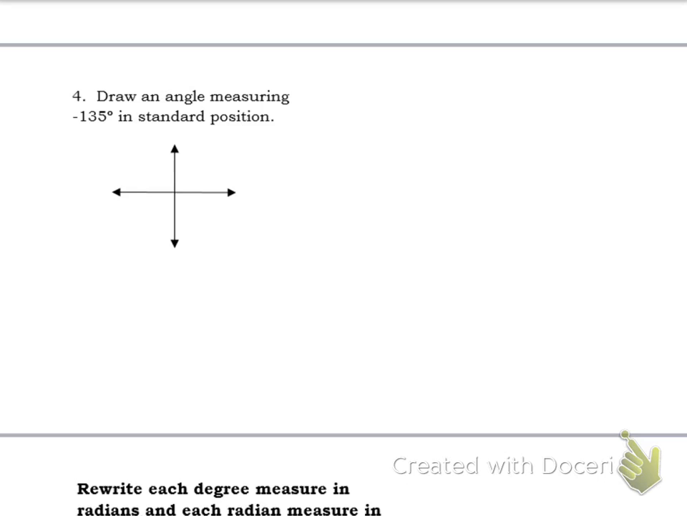Okay, my next one, draw an angle measuring negative 135 in standard position. So remember, negative goes opposite, so clockwise: 0, negative 90, negative 180, negative 270, negative 360. Okay, so negative 135 needs to sit in between my negative 90 and negative 180, and it comes clockwise.